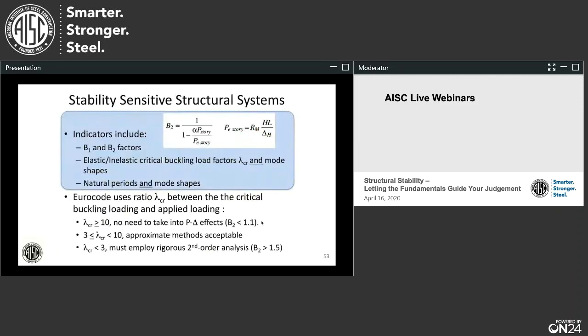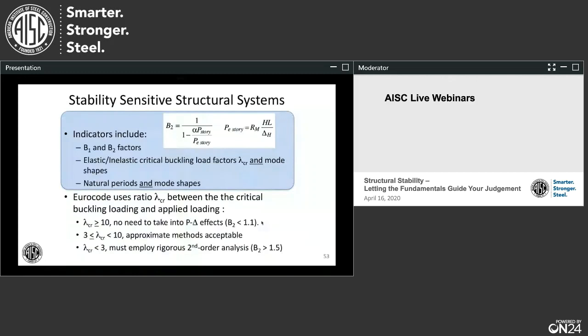So that's where I'm sort of going here. Indicators of stability-sensitive structural systems: certainly B1 and B2 factors are there. I especially find the B2 factor decent to look at. Another possibility on these indicators is actually to just do a critical buckling load analysis. Most of your programs today are coming with an eigenvalue analysis. Let it go, and they're very fast, and they'll show you not only the buckling load factor, but the mode shape.